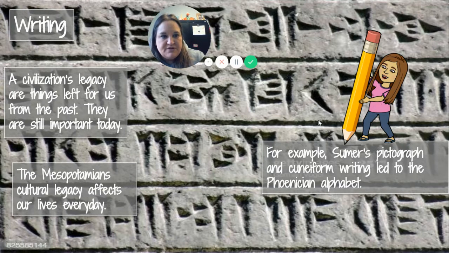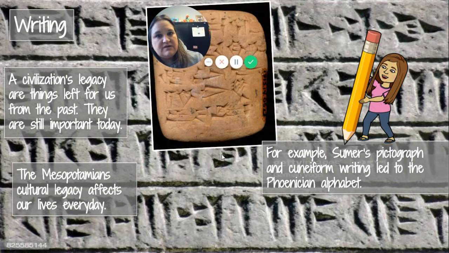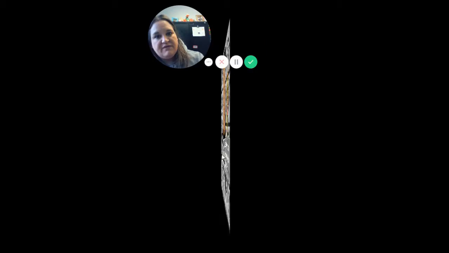So for example, Sumer's pictograph and cuneiform writing led to the Phoenician alphabet. We talked about that in Phoenicians. That was the basis for the 22-letter alphabet, which became the basis for Greek and Roman languages, Latin, and that was adopted by us. So without cuneiform, we may not have a written language, or it would look very different than it would today. This is an example of their cuneiform.